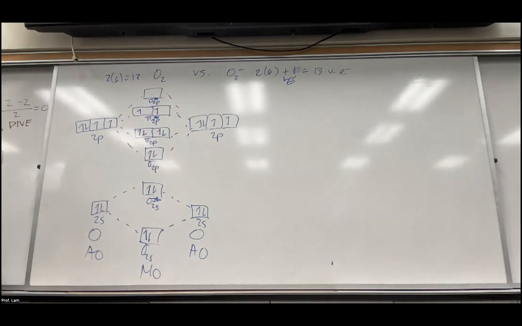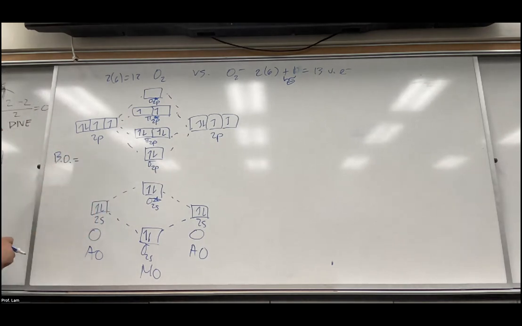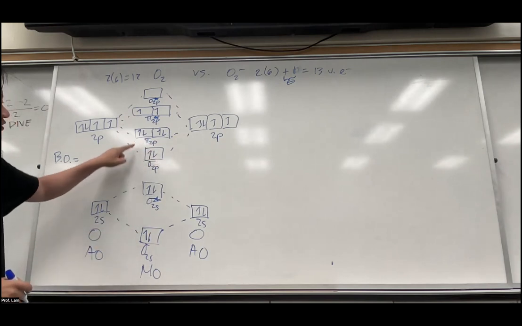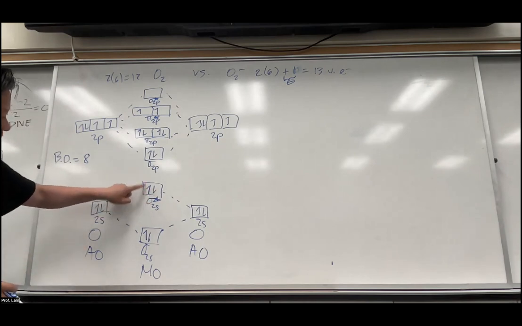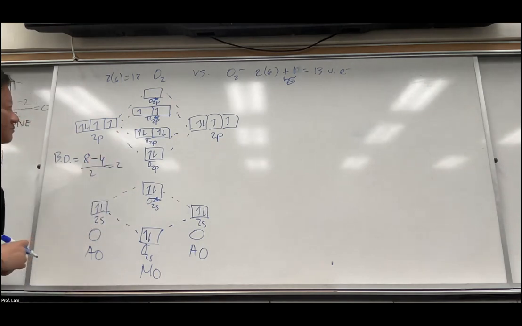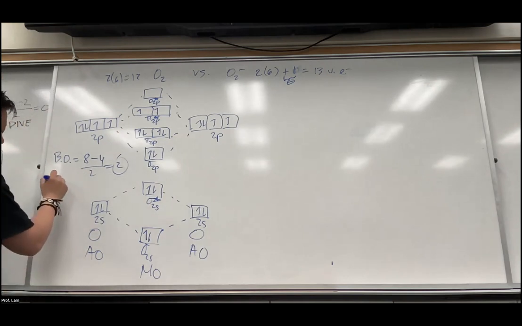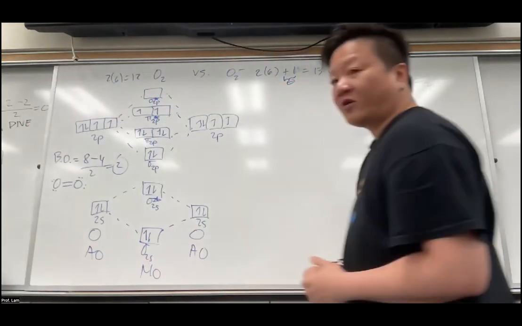Okay. Now we do the bond order. Good electrons, 2, 4, 6, 8. The bad electrons are the ones in the antibond. 2, 3, 4. 8 minus 4 over 2 is 2. Okay. So, molecular orbital theory predicts that O2 will have a double bond. Indeed, it does when you draw the Lewis structure, right? 2, 4, 6, 8, 10, 12. Okay, so it matches.